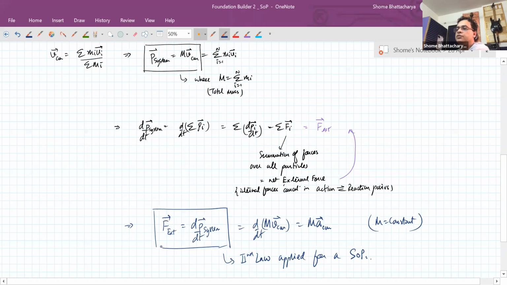And then, of course, from this we understood that if the net external force is zero, that means the momentum should be constant. So that is the situation in which we apply conservation of linear momentum. So in today's lecture, we are mostly going to focus on the applications of conservation of linear momentum, including collisions. This is one of the most important aspects of mechanics in your entire class 11th syllabus.